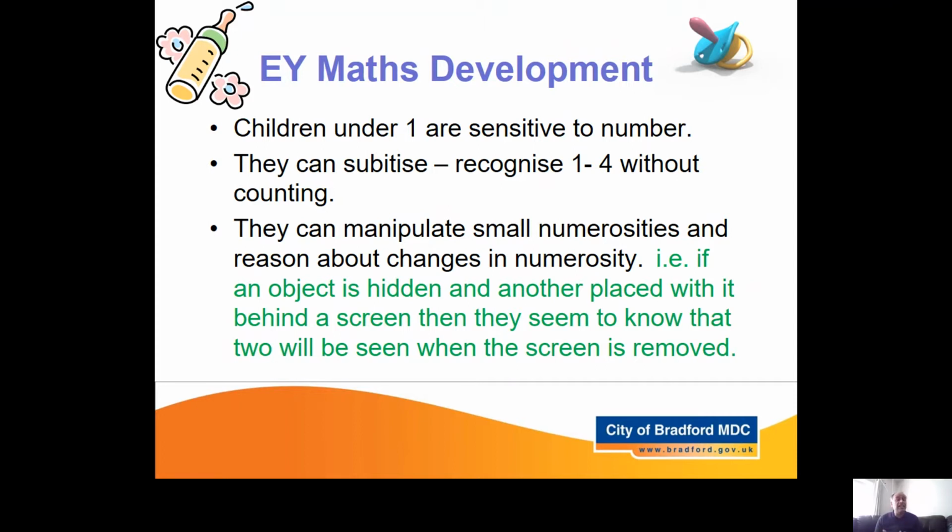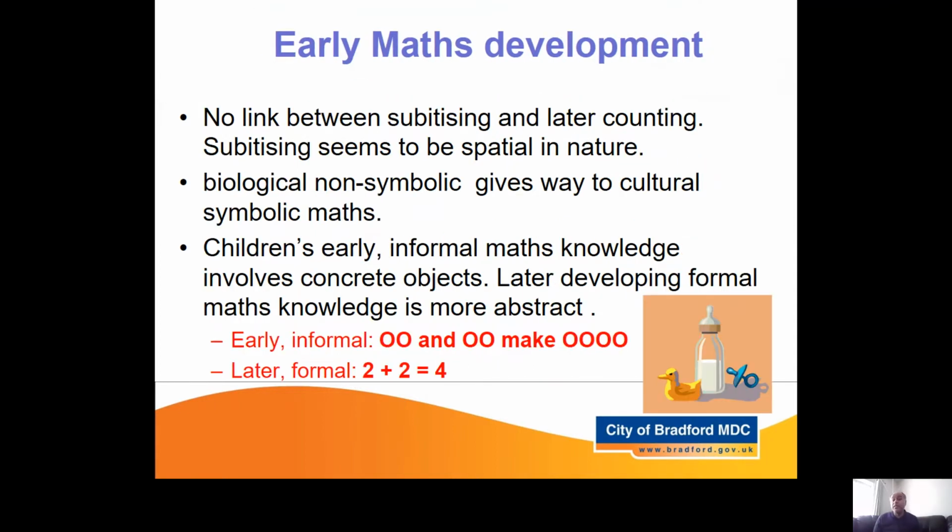So that early understanding of numbers and how they work is already there, and we'll talk a bit more about the experiments, the kind of children that are brought in to do these experiments, and the kind of assessments that are made, because of course these children cannot talk to us, so they can't tell us what they've seen. We have to judge it through other means. Early maths development, there's no real link between initial subitizing and later counting. It seems to be spatial in nature. And children's early informal maths, involving concrete objects, becomes more formal mathematics and more abstract as they go through their school careers.